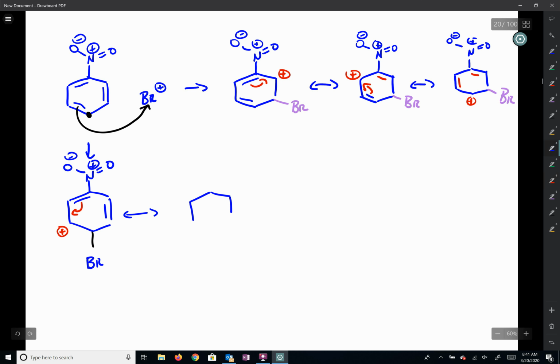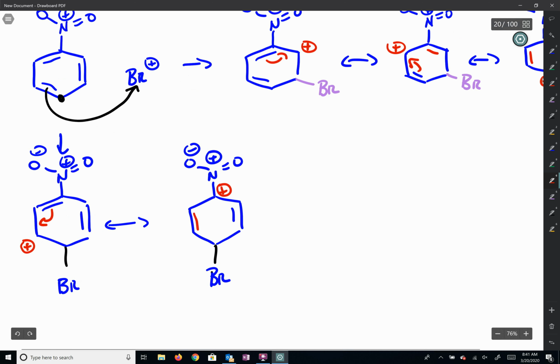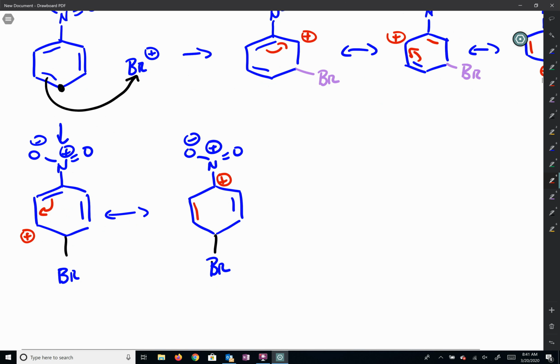Technically, when we're drawing resonance structures, we should put those arrows there, here, here, and here. Obviously, we could go through and draw the rest of them, but this is all we really need to get to. Do you guys see what the problem is here? The problem is what? Positive next to a positive.